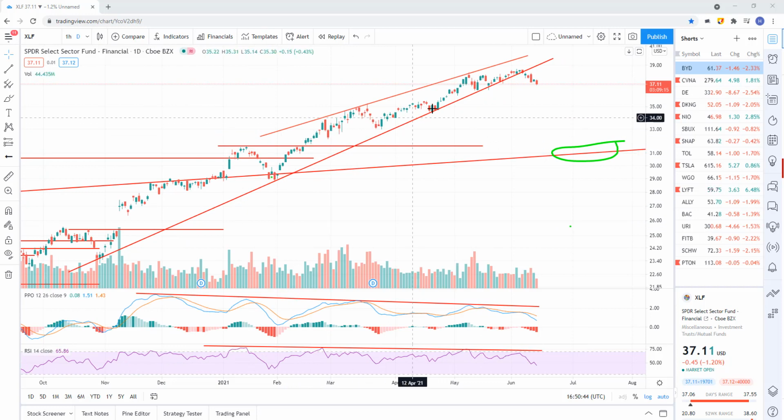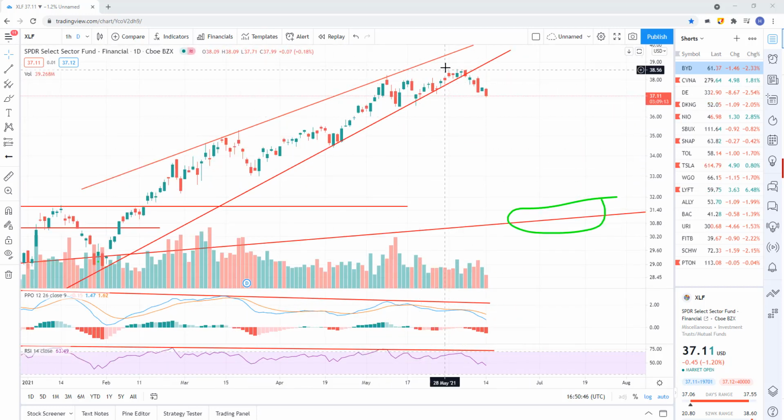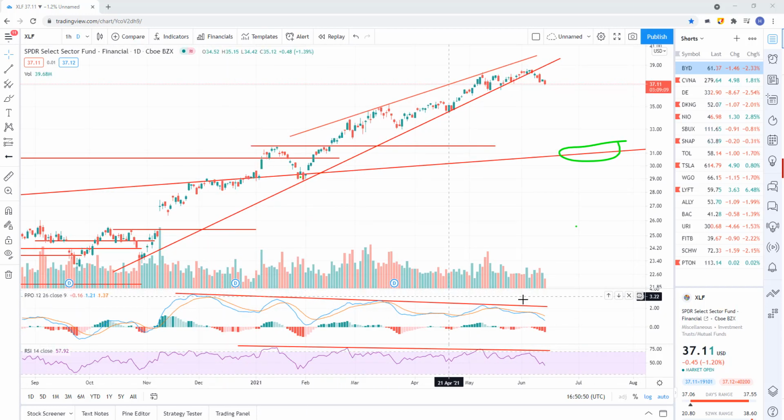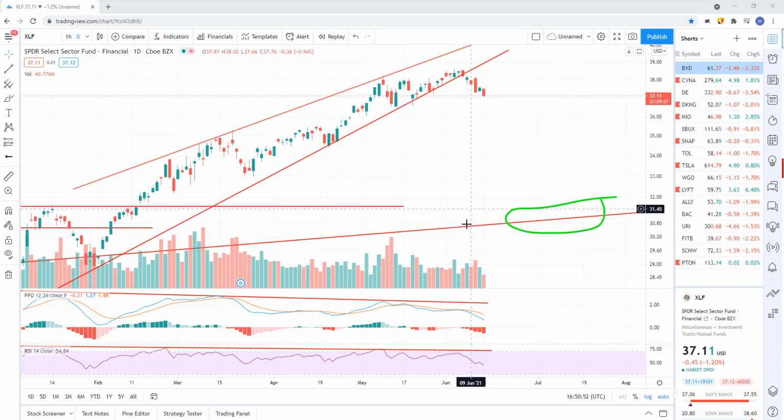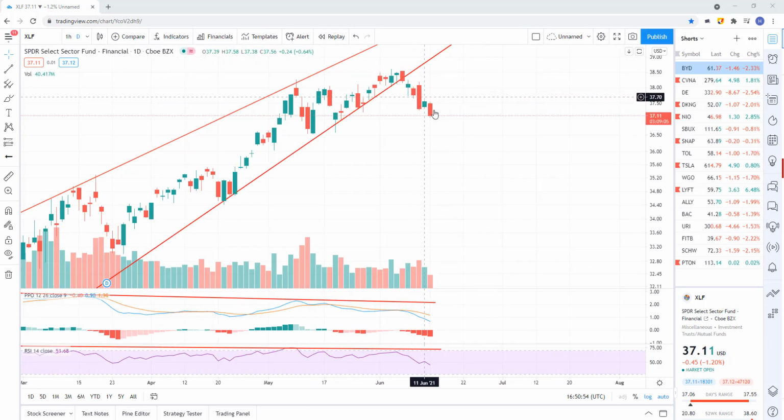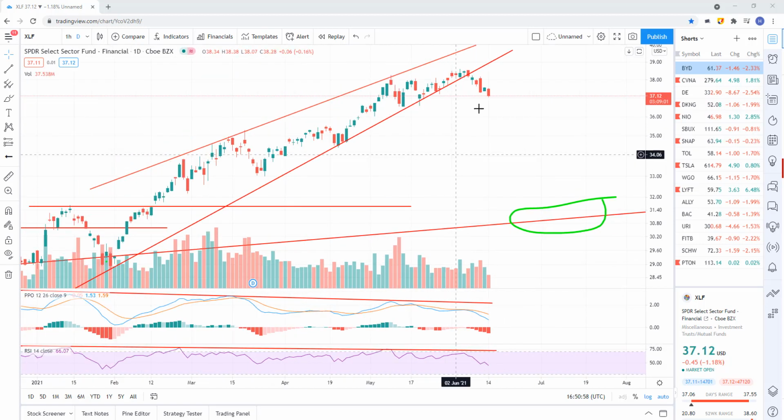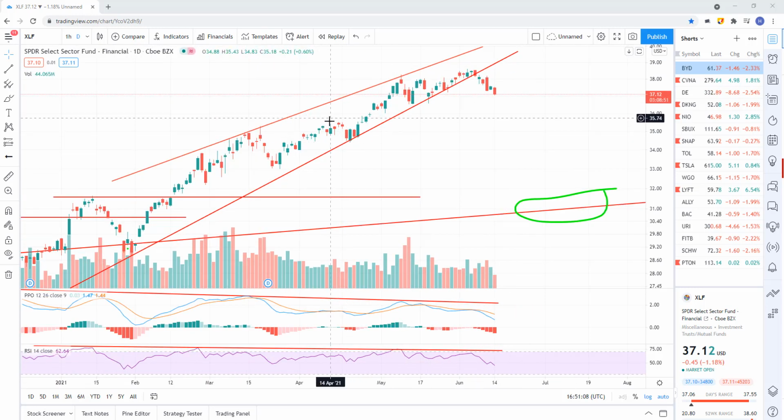Here's your XLF. Here's your uptrend line. Here we created a bearish rising wedge, and we had negative divergence. See the RSI and the PPO creating negative divergence. So you look for the sell signal or break of trend, and there it is. Multiple days of just selling. Today's another day of selling. There's profit taking taking place right now in the financials, and the short traders are piling in as well. So this looks to move lower.